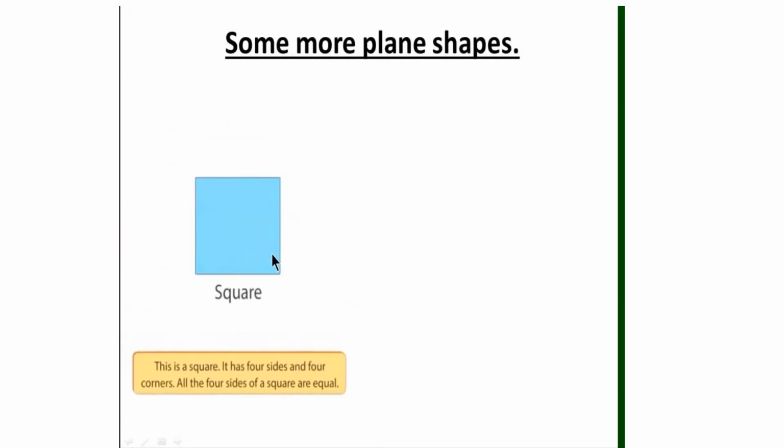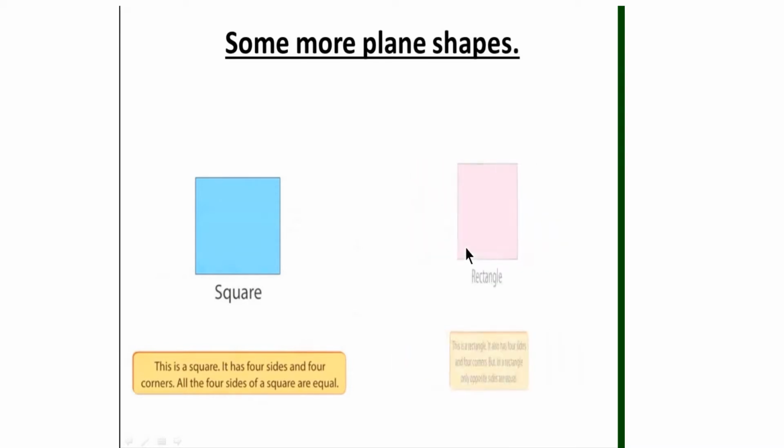Let me show you one more example. What is this? Yes, this is a square, correct? How many sides does a square have? Four. One, two, three and four. And how many corners? One, two, three, four. Exactly, it has four corners and four sides. But what else does a square have? All the sides of a square are equal.